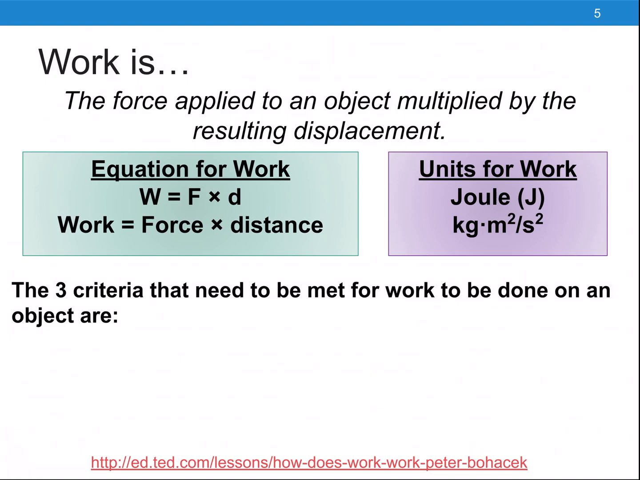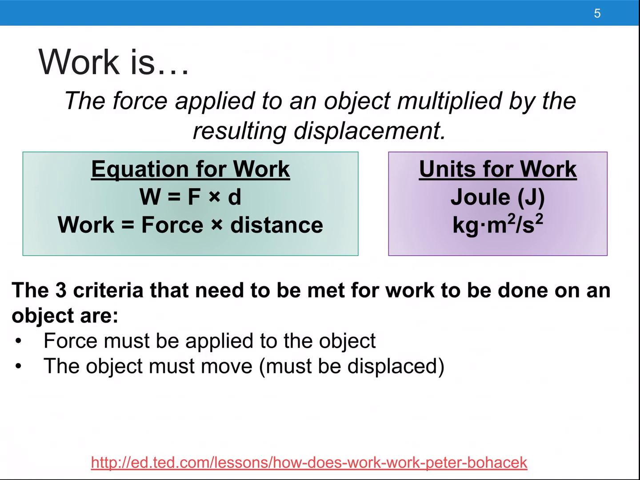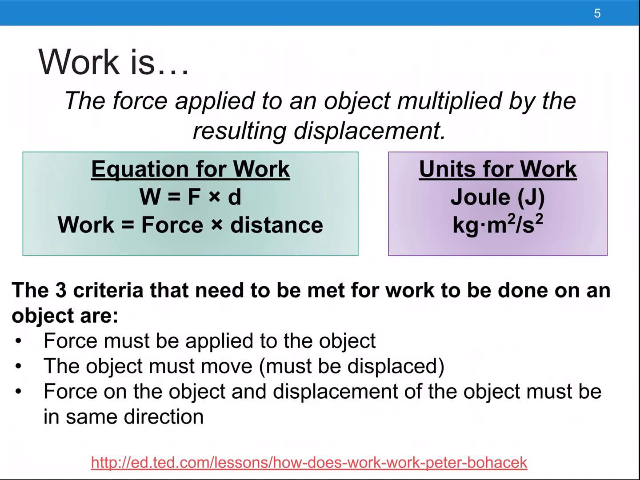And when you guys are performing these calculations and reading the problems, this is a criteria that must be met. So force must be applied to an object. The object had to have moved. And if you were to plug a 0 into the equation for either of those, you'd also get a 0 for work. And they both also have to happen in the same direction. And we'll go through more examples of that one later.